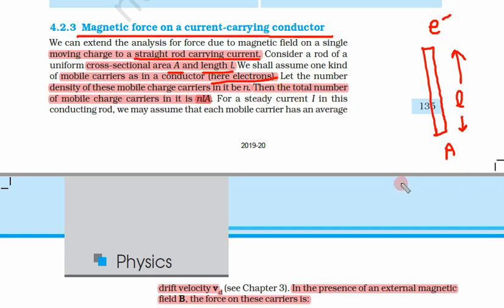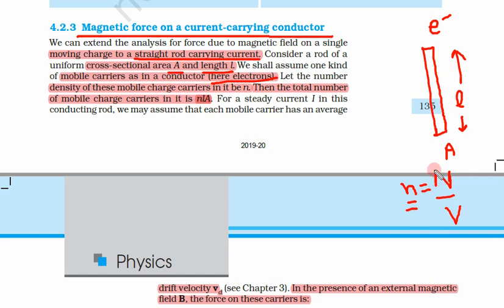Now, small n is the number density of charge carriers per unit volume that we have learnt in the last chapter. That means small n is capital N by V, the total number of charge carriers divided by the volume. And what is the volume? Volume is AL. This is the charge carrier density.